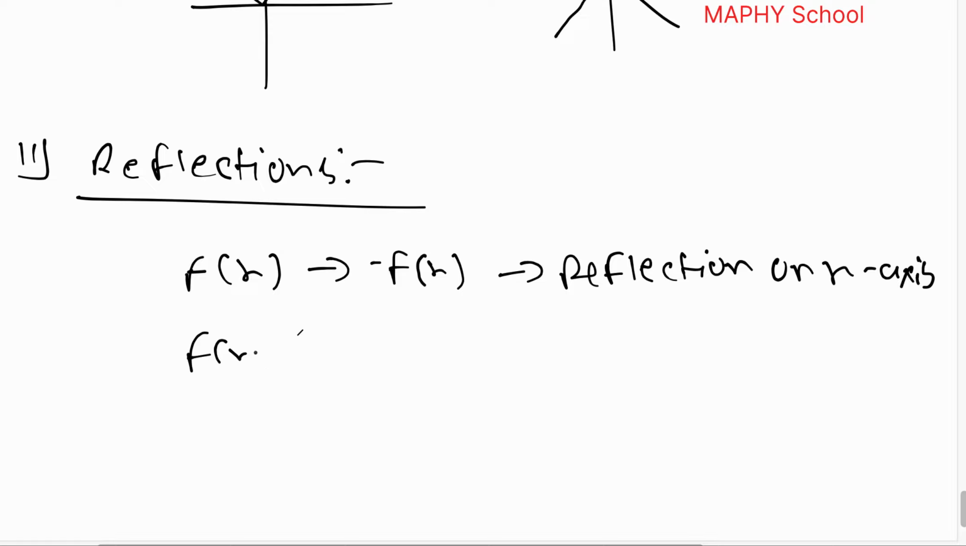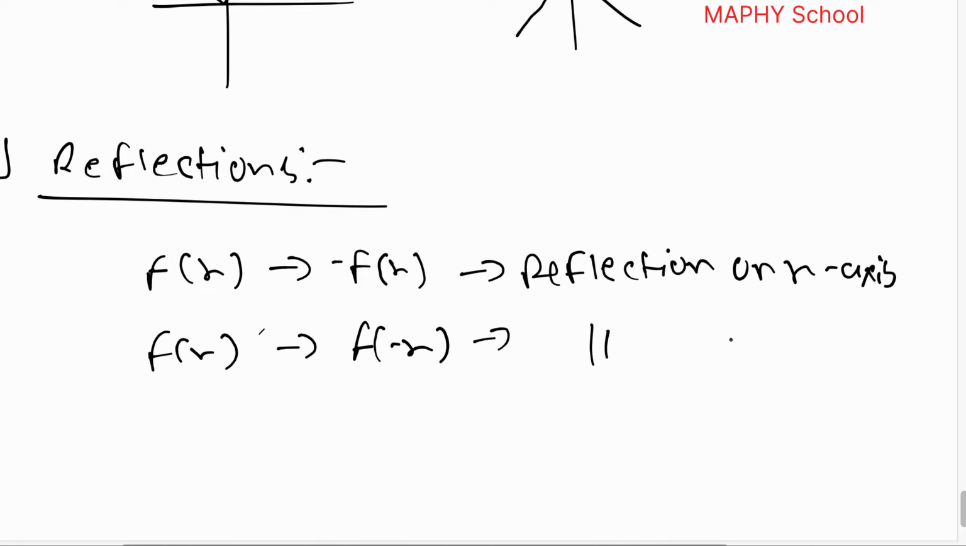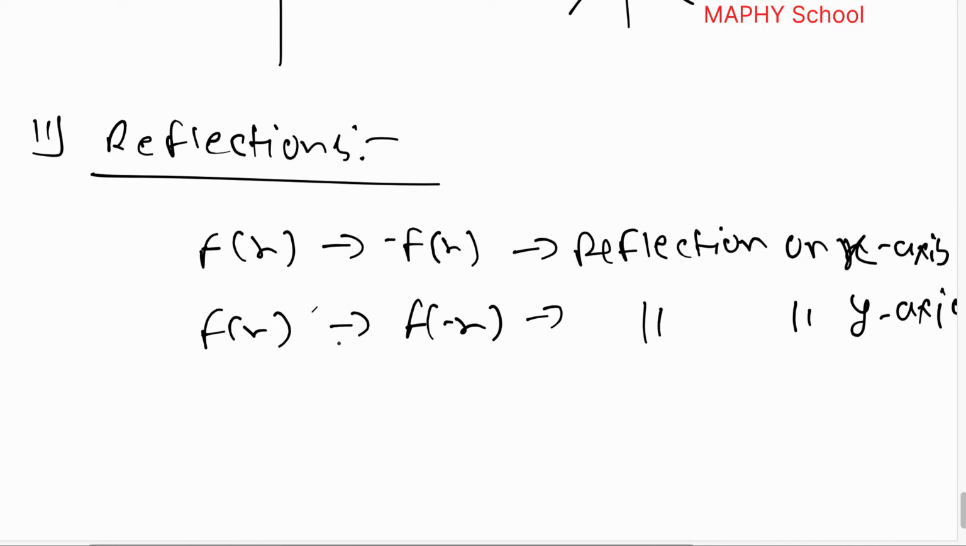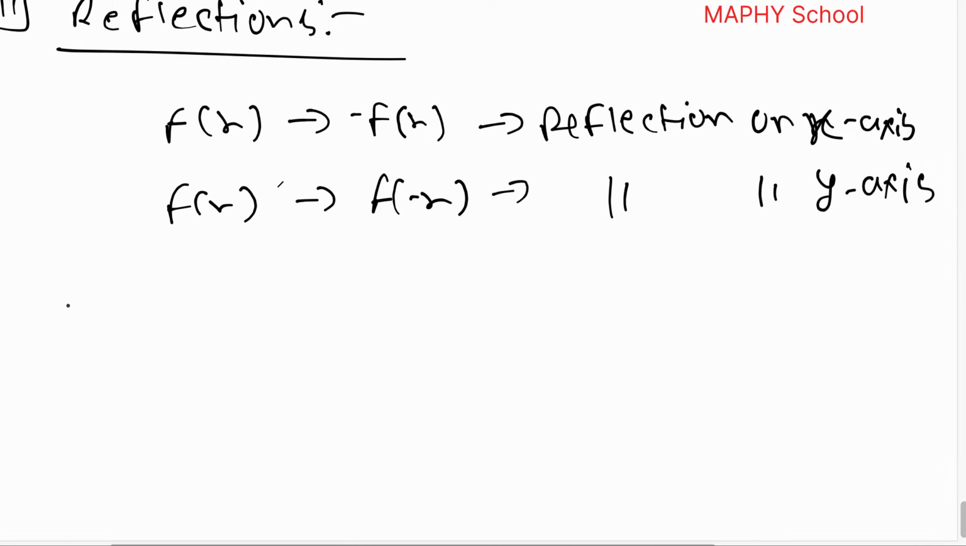Then f of x would be transferred to f of minus x. That means it would be a reflection on the y-axis. This is x. Okay, then we go for types of function.